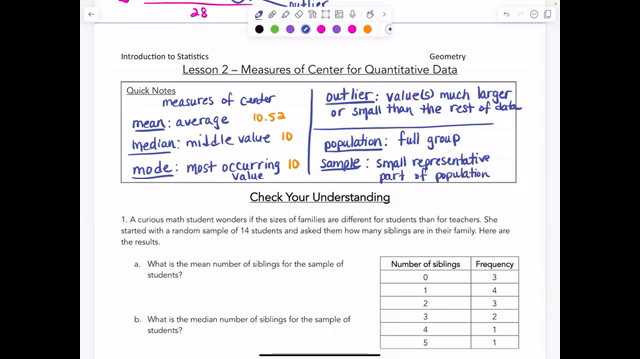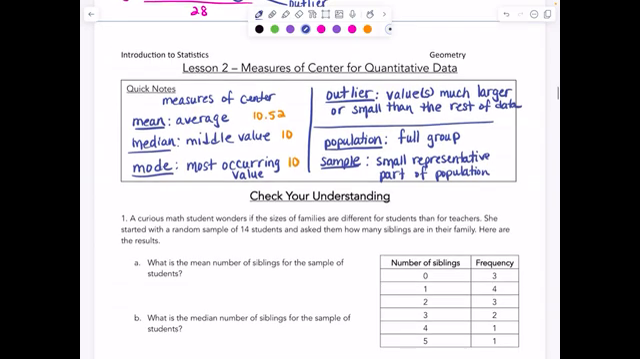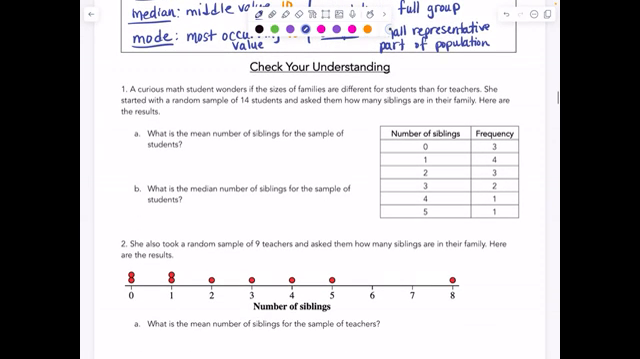So for example, population could be the sophomore class. A sample would be if I went to 6-hour lunch and picked out every fourth sophomore student randomly. So let's check for some understanding. We're going to redo some just like we had on the last slide.